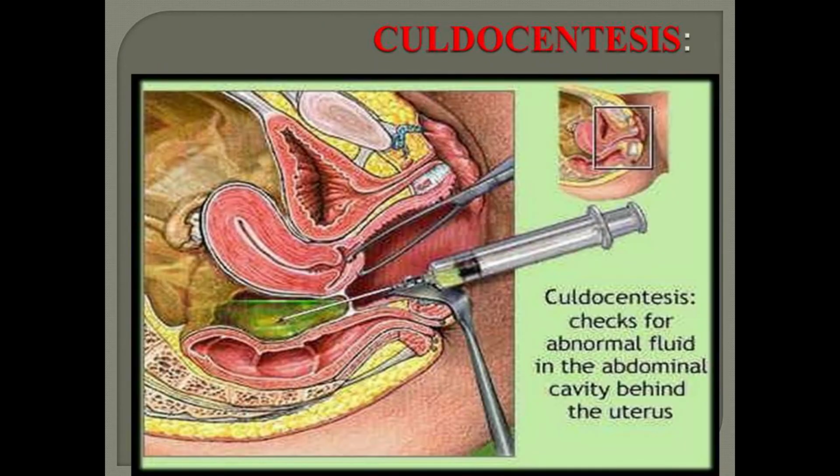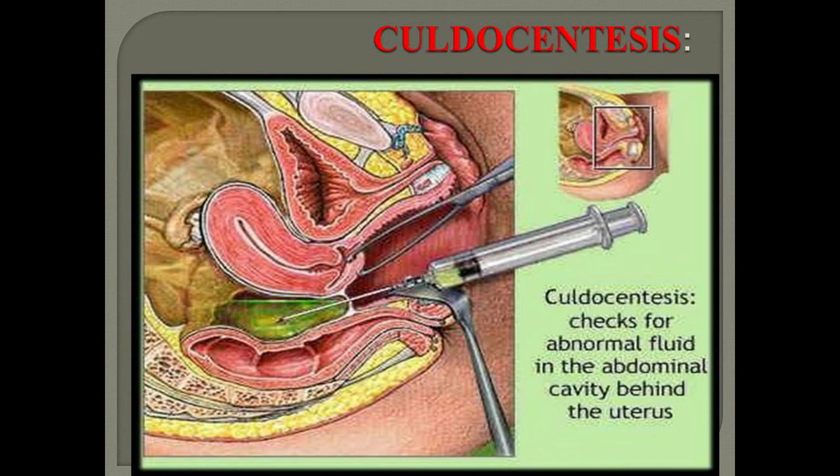The second is culdocentesis, a very simple and safe procedure. If TVS, transvaginal sonography, or laparoscopy is not readily available, then culdocentesis is still a diagnostic alternative. Unfortunately, even if culdocentesis is negative, it doesn't rule out ectopic pregnancy, and neither is a positive result very specific.